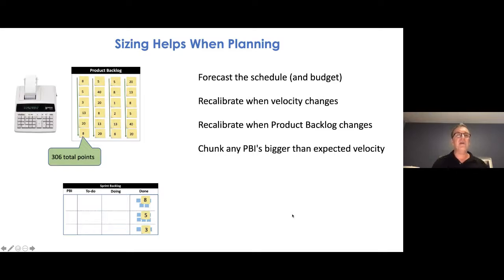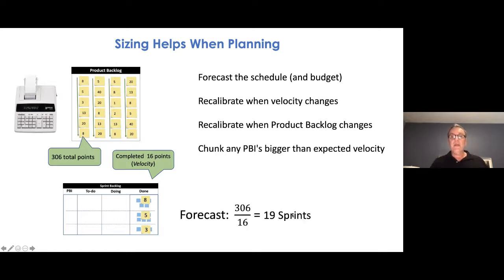So in this example here, let's say my backlog is comprised of 306 points, and then in my most recent sprint, I finished an 8 and a 5 and a 3, which gives me a total of 16 points. So doing the math here, if I divide 306 by 16, this gives me a forecast of 19 total sprints, or if it's a 2-week sprint, a total of 38 weeks to finish this entire product backlog.